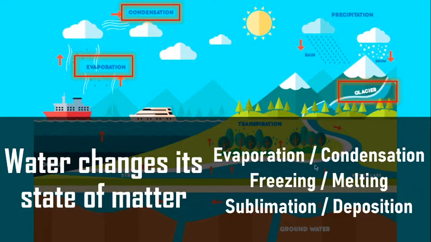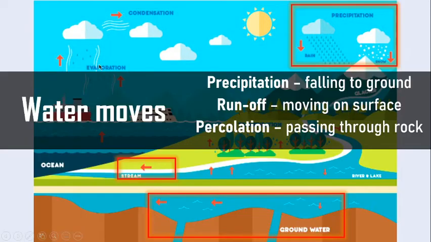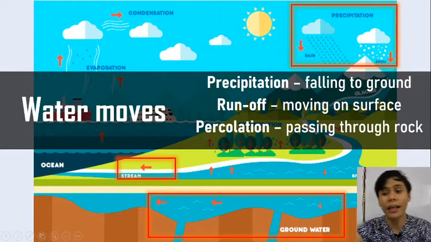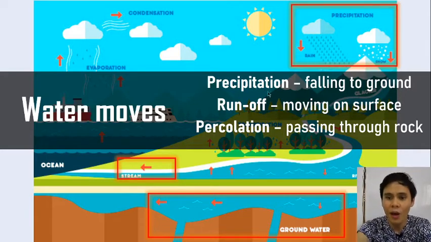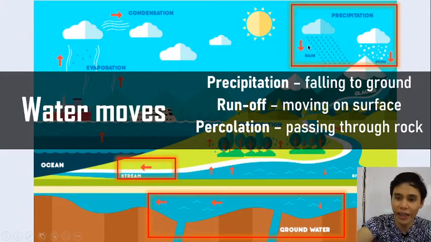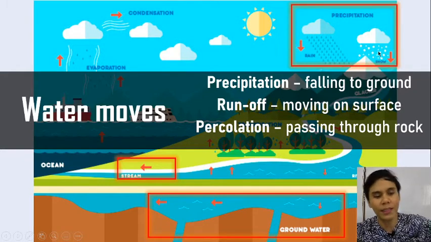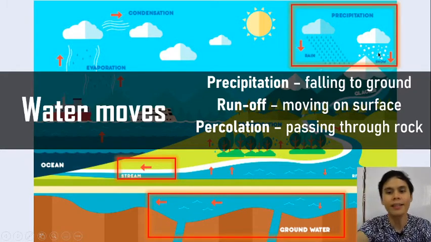Freezing and melting is between ice and liquid water, and sublimation and deposition is between gases and solids. Sublimation is from solid to gas, while gas to solid is deposition. But generally, in the water cycle, we have evaporation and condensation. Next, we know that water can move. Being matter, it can move. So there are 3 main types of movement for water in the water cycle. We have precipitation, or when water falls to ground in the form of rain or snow, or other forms of precipitation like hail and sleet.